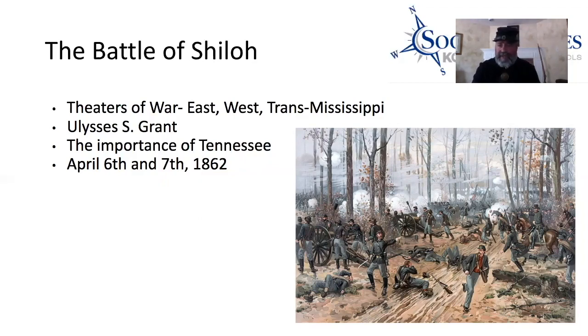go capture the Confederate Army, which is camped in a place called Corinth, Mississippi. It's about 5 miles south of the Tennessee-Mississippi border in western Tennessee. And so he takes his army down there, and he is camped on the Tennessee River east of Memphis. And on April 6th and 7th, we have what becomes known as the Battle of Shiloh.